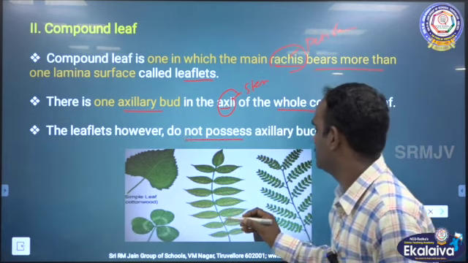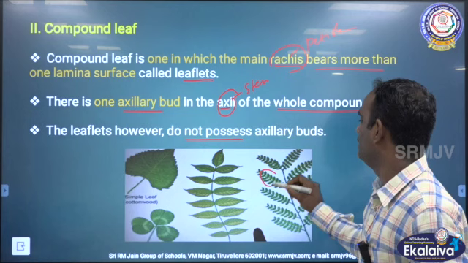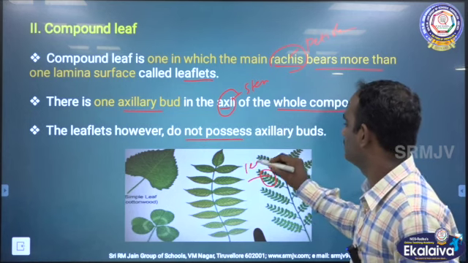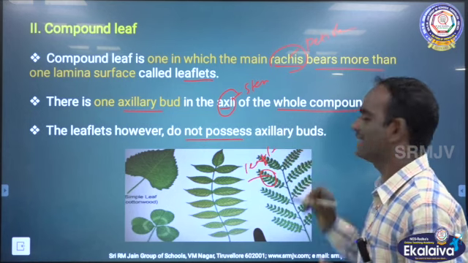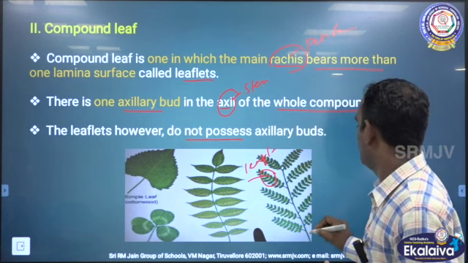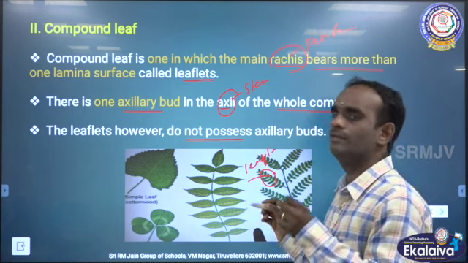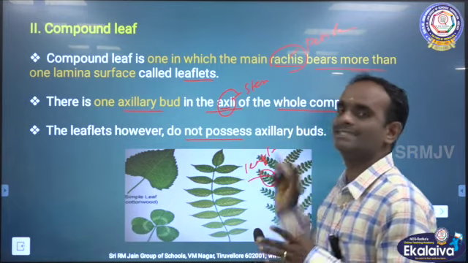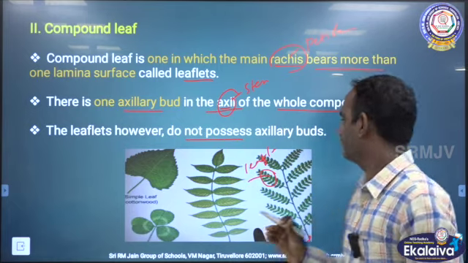See the picture here, children. This is the leaflet. There is no axillary bud. But in the case of a compound leaf, initially there will be an axillary bud in the axil, the main axil. Okay.